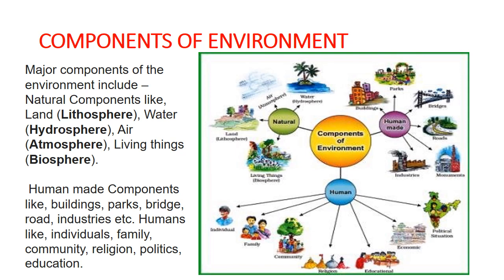Human-made environment means those things around us which are built with the help of humans. Here in the flow chart you can see humans. Human can be an individual, or part of a family, community, religion, or an educational, economic or political situation. Here in the environment human is an integral, very important part. Why? Because he can do any modification as per his requirement.